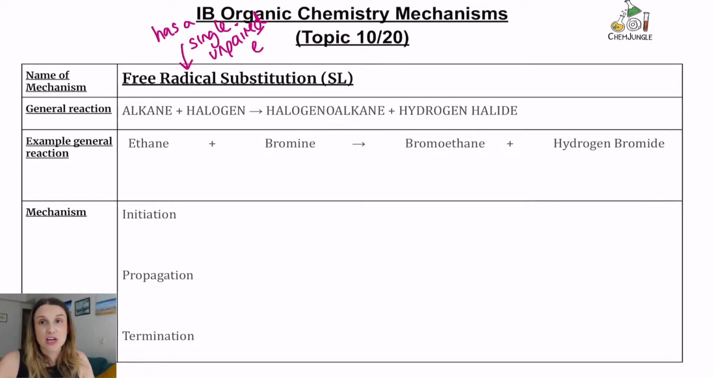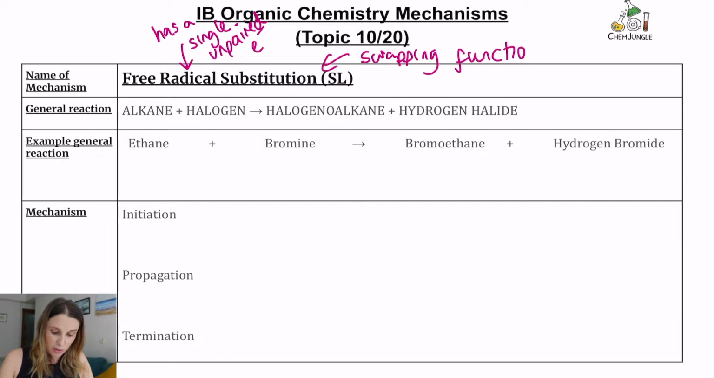Now, those radicals are generally super reactive because, as you know, electrons tend to exist in pairs and that has increased stability associated with it. Substitution, if you're asked to define that, just means that essentially you're swapping functional groups. So we're swapping one functional group for another during the reaction. So this overall is going to be called free radical substitution.